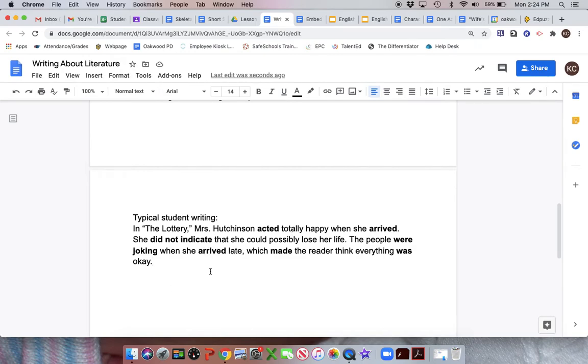So I could write it all out. Instead, this is easy to just state, right? In the lottery, Mrs. Hutchinson acts totally happy when she arrives. She does not indicate that she could possibly lose her life. The people joke when she arrives late, which makes the reader think everything is okay. See what I did there? Very easy. I don't have to write it all out. You could do that on your own. So you always use the present tense when referring to literature, even if it's something that happened in the past.